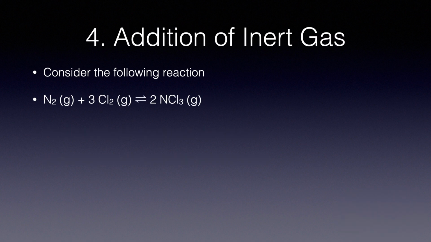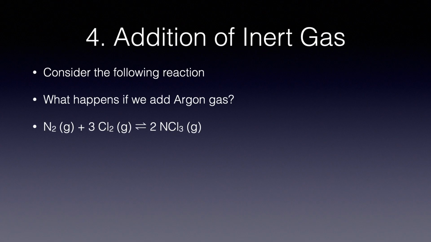Our fourth criterion, or thing we want to look at, is addition of inert gas. So consider the following equation. We've got nitrogen, chlorine, and nitrogen trichloride. They're all gases in here. And so what happens if we add argon gas? If we add argon gas, we know that a gas inside of a container is going to increase the total pressure.